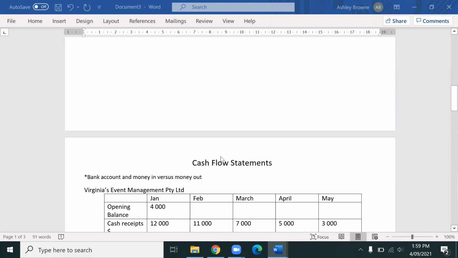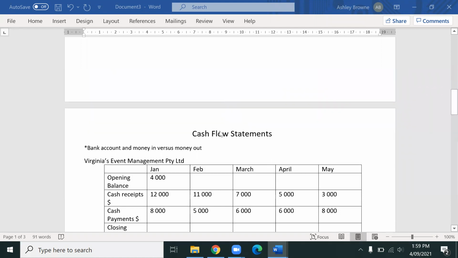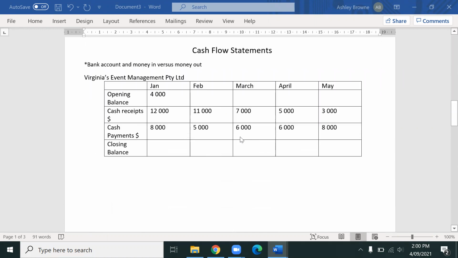and cash flow statements. Now, cash flow statements sometimes are called cash flow projections, but a projection is looking ahead at what you think might happen, whereas a cash flow statement is actualized, it's what has really occurred. So it's a slight difference, but just keep that in mind.